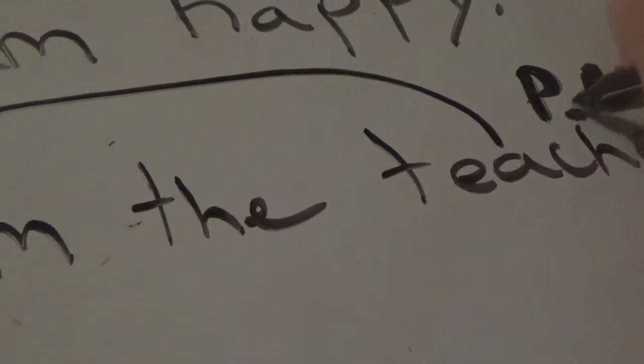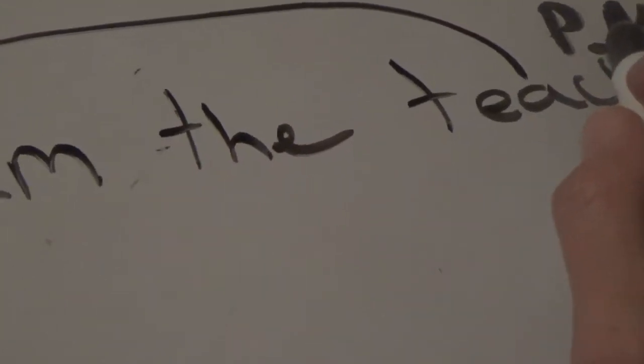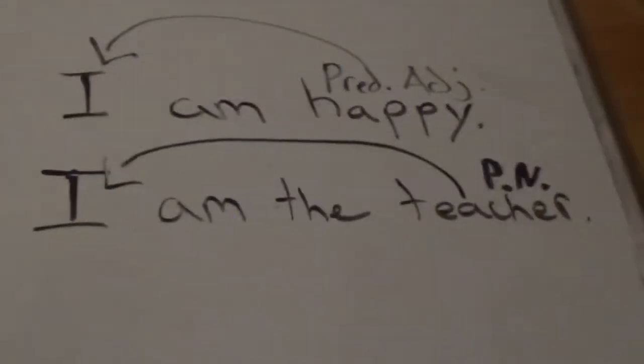So the reason you need to know predicate nominatives and predicate adjectives, particularly predicate nominatives, is when we get to pronoun usage, we will learn that if there is a pronoun that is a predicate nominative, you need a subject pronoun versus an object pronoun. So I versus me, and we'll get into all of that later, but just know there is a reason that you're learning this.